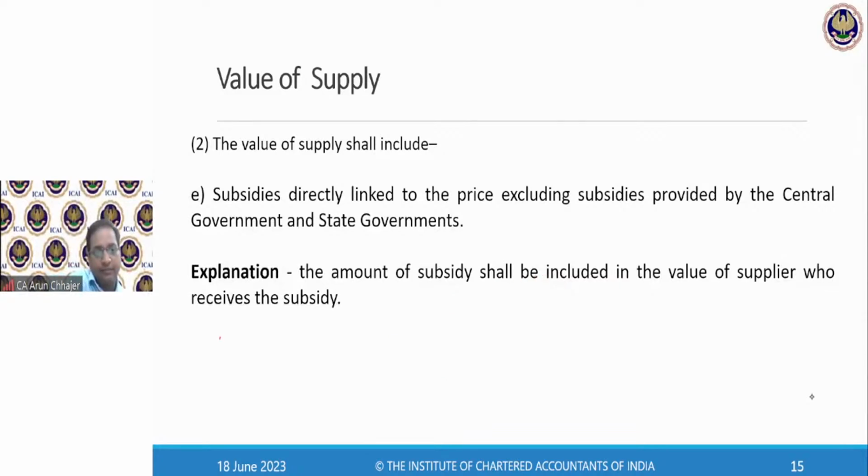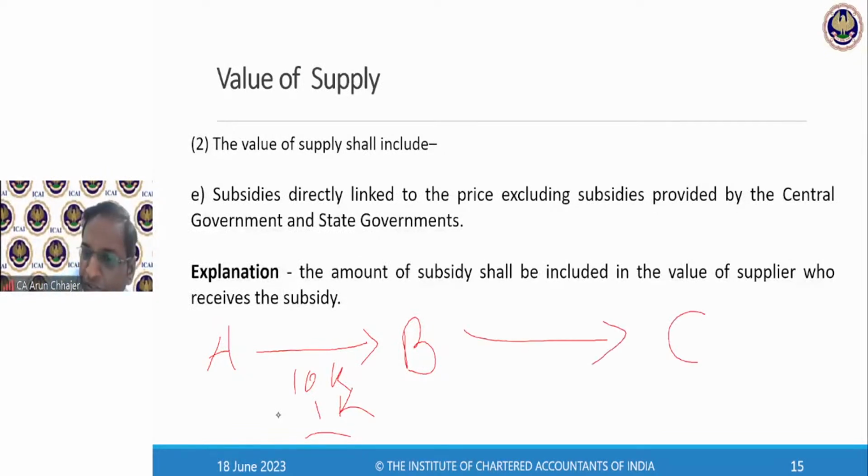A is making the supply to B, the mobile worth rupees 10,000, plus 1,000 is the GST. Fine. B is further supplying to Mr. C in 12,000. Perfect. Plus charging the GST of 1.2K.